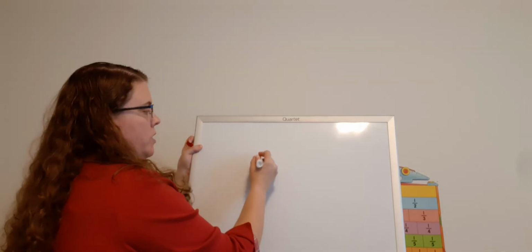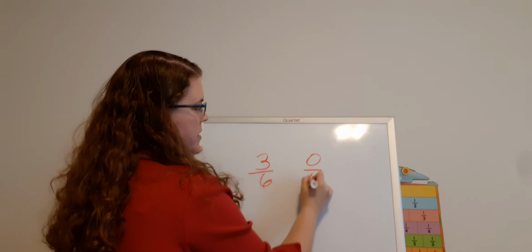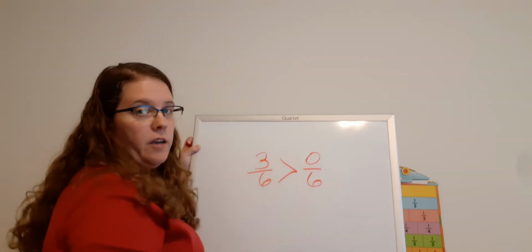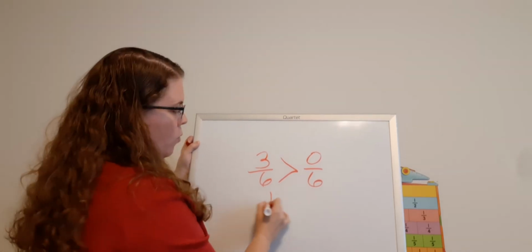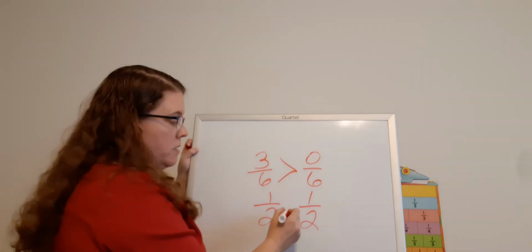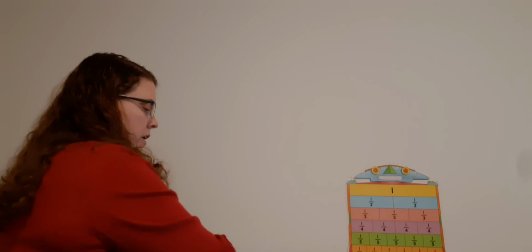So number 2 is 3.6 and 0.6. So 3.6 is what to 0.6? Good job, greater than. And number 3, 1/2 and 1/2. 1/2 is equal to 1/2, right? All right, so that's that. So do those all the way down to number 15. Remember, look at your denominators. If your denominators are the same, then just compare your numerators.